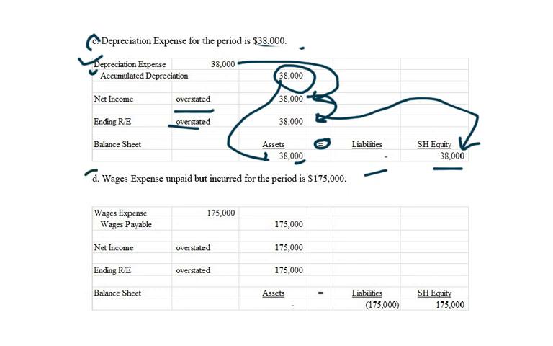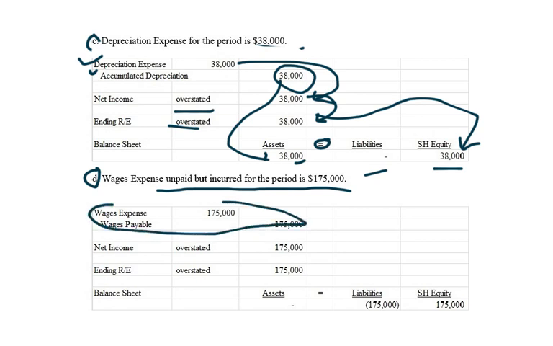Right, D is dealing with, in this case, an accrued expense example. So wages expense unpaid but incurred for the period is 175. In other words, I should have booked 175 to wages expense and wages payable like you see here. That's the entry they forgot. Oops, got away from me a little bit.